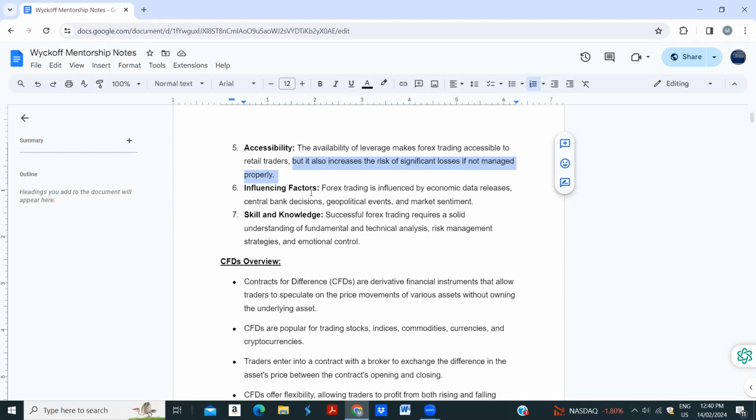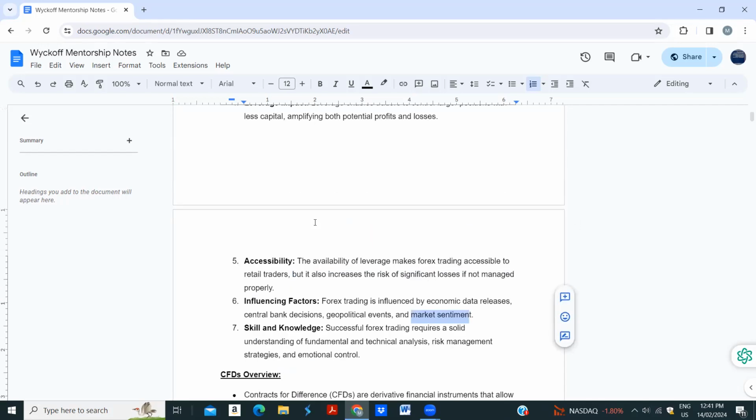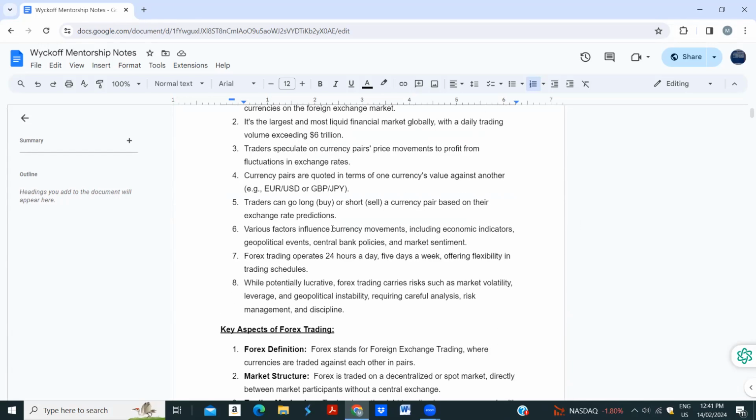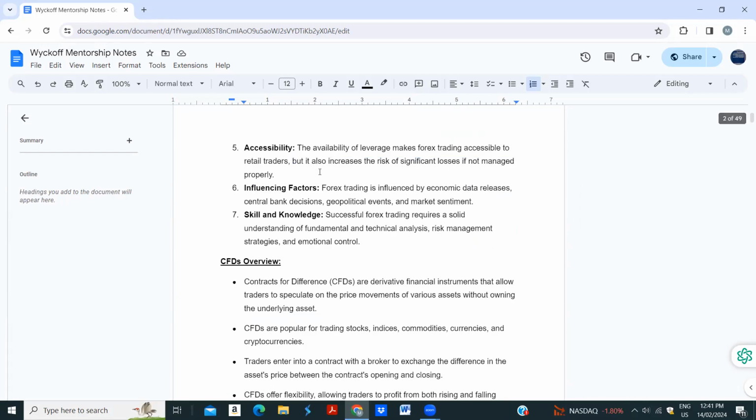And the influencing factors. Forex trading is influenced by economic data releases, as I've told you earlier, and fundamental economic indicators, central bank policies and decisions, geopolitical events, and even market sentiment. These are the factors that influence the forex market. We have also discussed this previously. Let me show here. Yeah, here. So these are the influencing factors of the forex market.